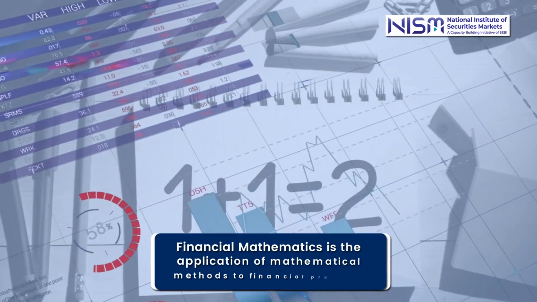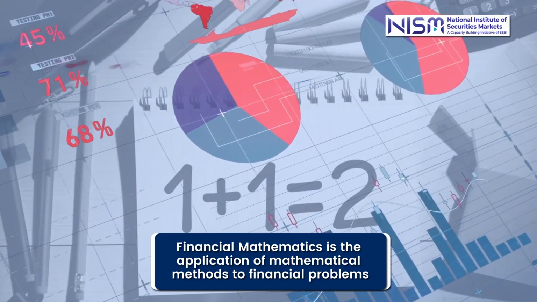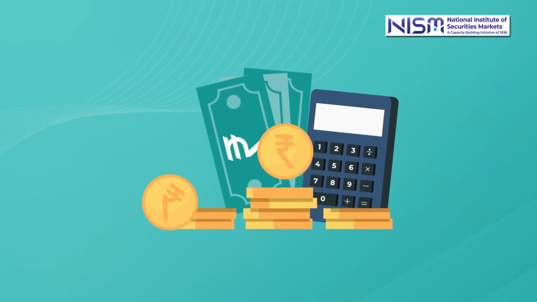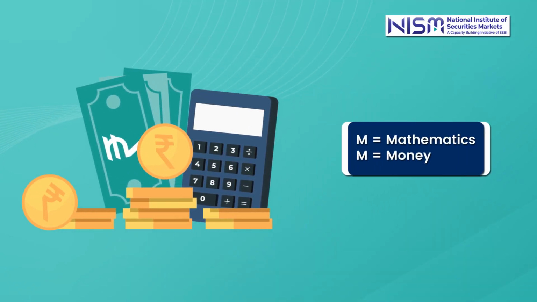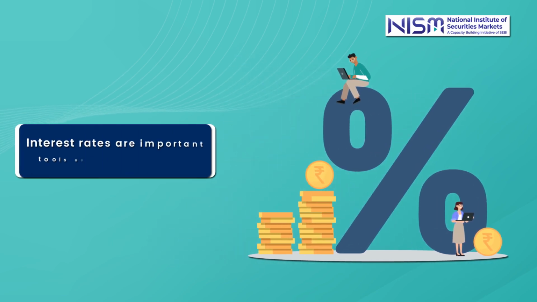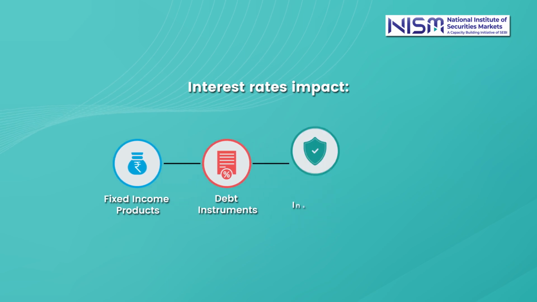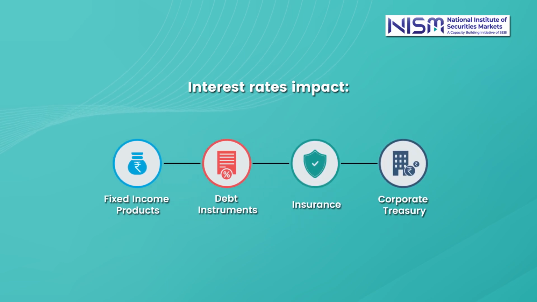When we say financial mathematics, people generally have some kind of phobia of mathematics, and the financial market is made up of money only. In the current global environment, everyone talks about the rate of interest, all the fixed income products, whether it is a bond or any debt instruments or even insurance, right? The corporate treasury, they all work around the rate of interest only.